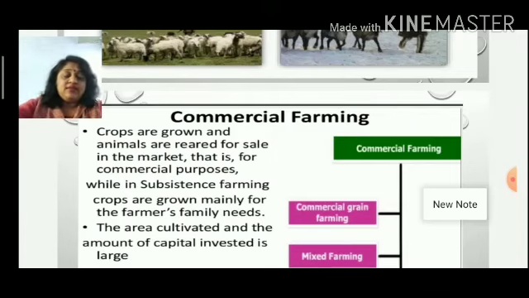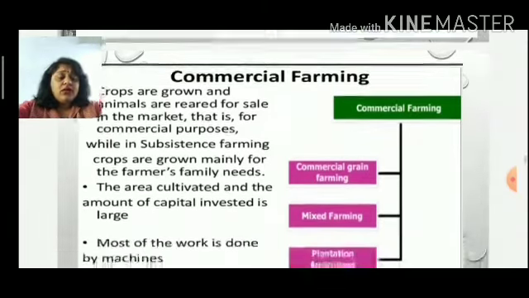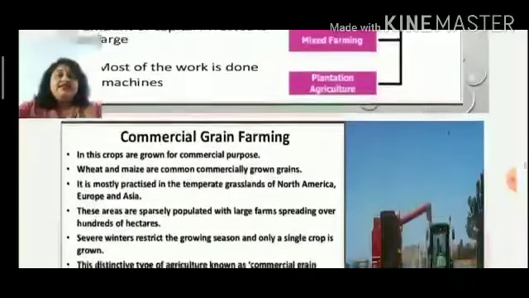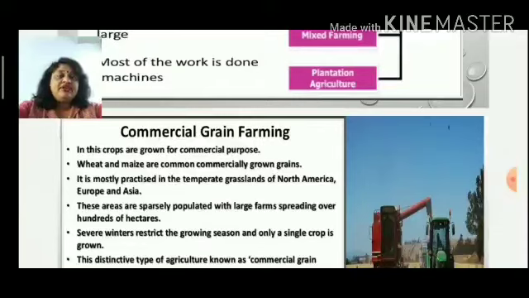Commercial farming includes commercial grain farming, mixed farming, and plantation agriculture. So, children, now again we are having a word that is the very first division, that is commercial grain farming. Here, these crops are grown for commercial purposes. यहाँ जो farming की जाती है, it is for commercial purpose. Okay. Wheat and maize are common, or we can say these are the commonly grown grains. Okay, these are the food grains. Wheat, you all know, it is the staple food. Staple means basic, which is being consumed by everyone.